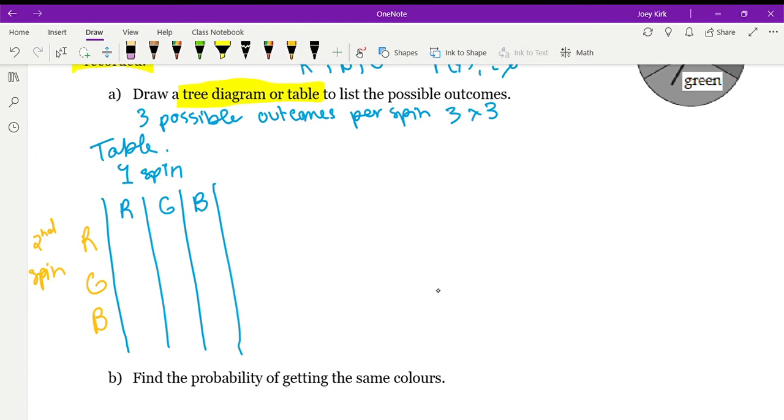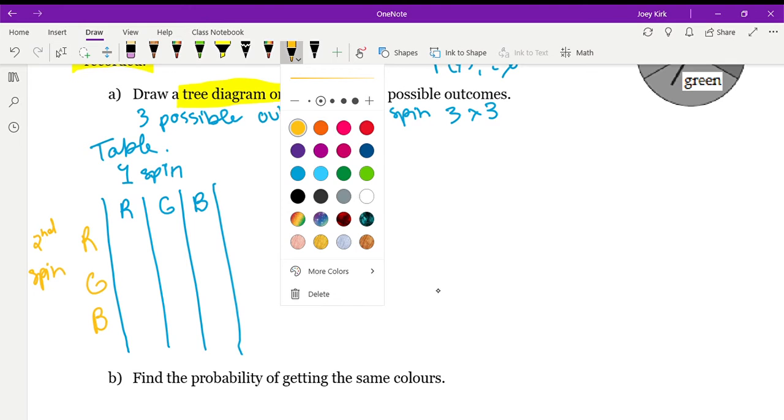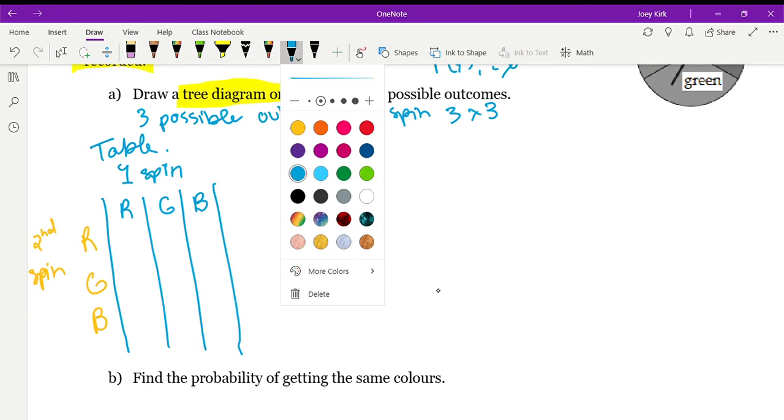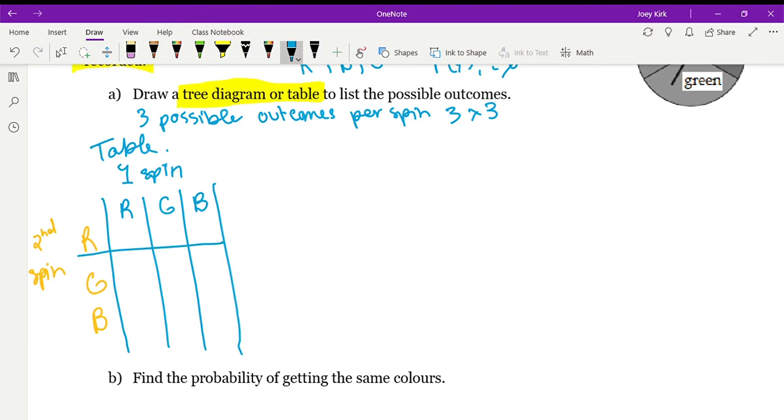You know what? I don't want that line. I'm so sorry. I'm going to go back to blue. The blue just makes a better table. Okay, I'll fill in my table this way. Geometric shapes are not my skill.